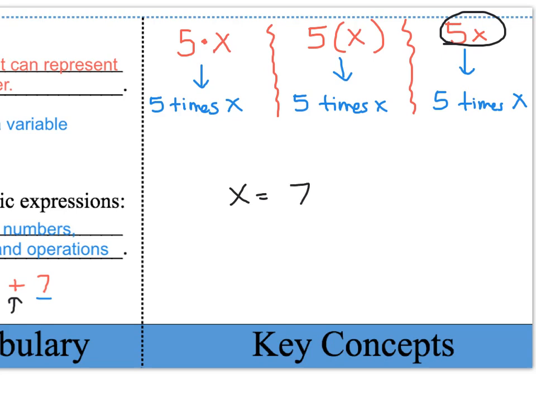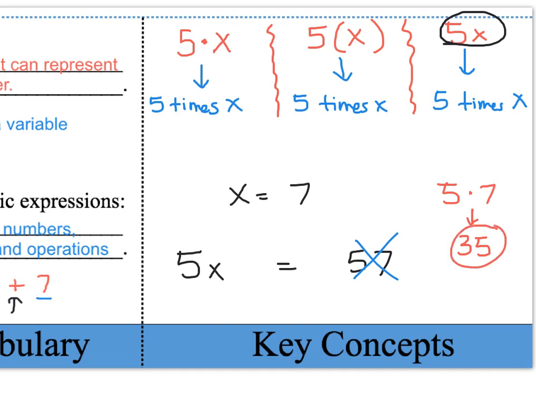One thing that people do is, if I have 5 and x, they replace the x with 7, but they make it look like 57. That is not the correct way to do it. The correct way to do it is you take 5 times the value of x, which is 7, and then you just multiply it. So in this case, if x was equal to 7, my algebraic expression would equal 35. But variables make your algebraic expression change. So let's use these key concepts to solve the following examples.